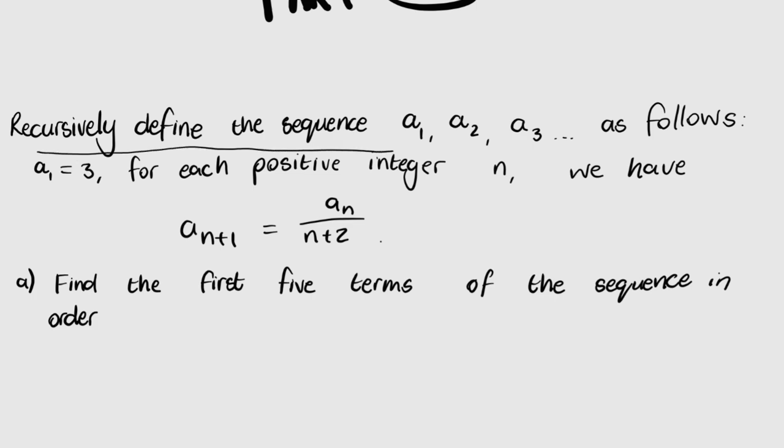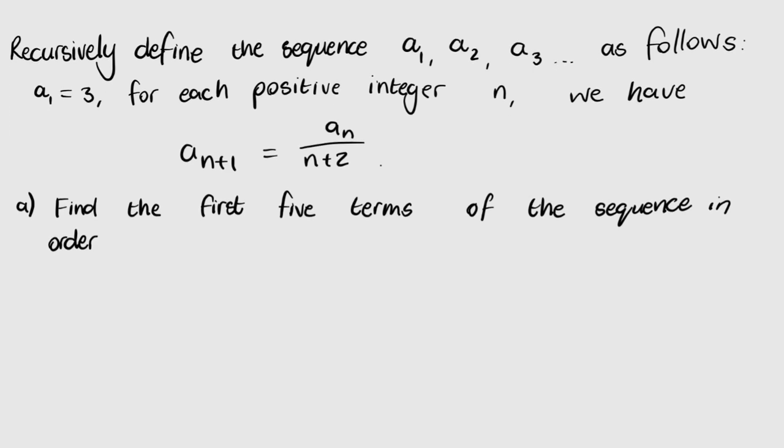Recursively define the sequence a1, a2, a3 ... as follows. a1 is equal to 3, so the first term is equal to 3, and for each positive integer n we have a(n+1). That means the following term is equal to the term before it over n plus 2. So okay, I'll give you an example by way of doing this first question. Find the first 5 terms of the sequence in order.